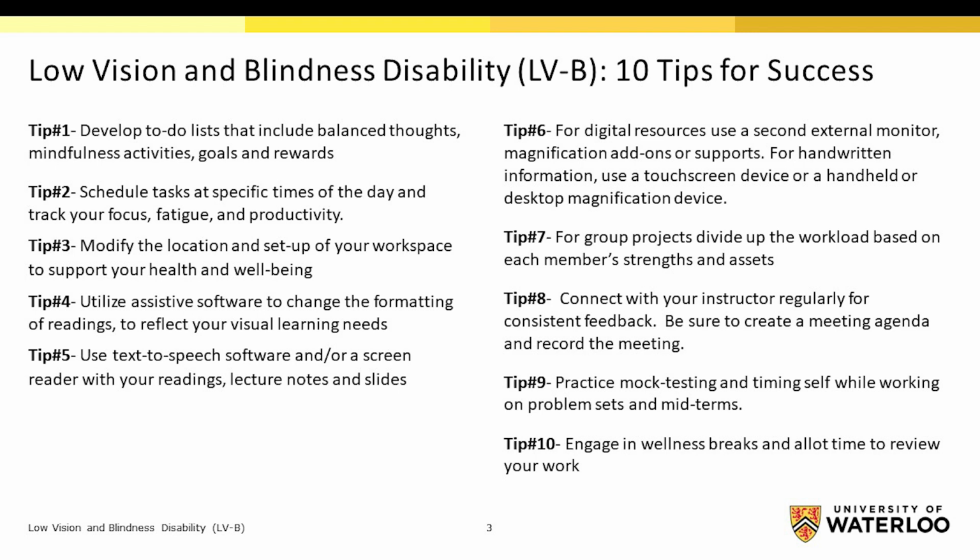Tip number 4. Utilize assistive software to change the formatting of readings to reflect your visual learning needs. Tip number 5. Use text-to-speech software and/or a screen reader with your readings, lecture notes, and slides. Tip number 6. For digital resources, use a second external monitor, magnification, add-ons, or supports. For handwritten information, use a touchscreen device or a handheld or desktop magnification device.